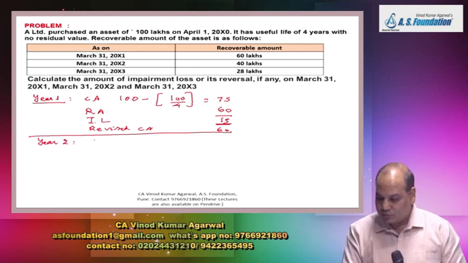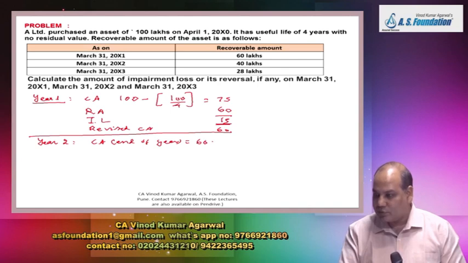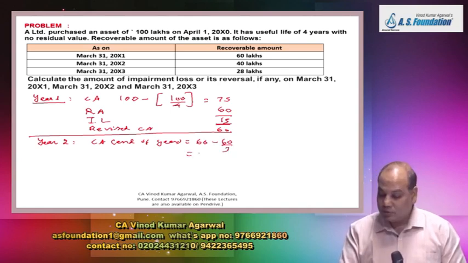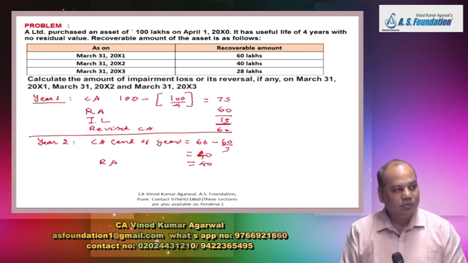Then year 2. Carrying amount at the end of year 2. 60 minus 60 by 3. 3 years are remaining. 20. Recoverable amount. This is 40. 60 minus 20, 40. Recoverable amount is also 40. Okay. No impairment. No reversal.